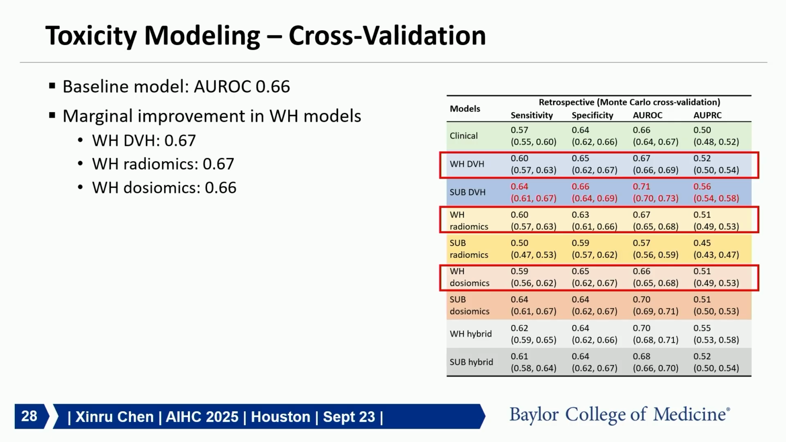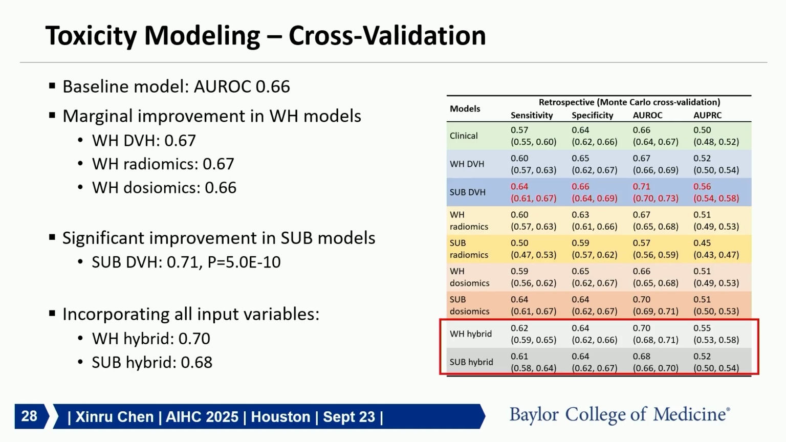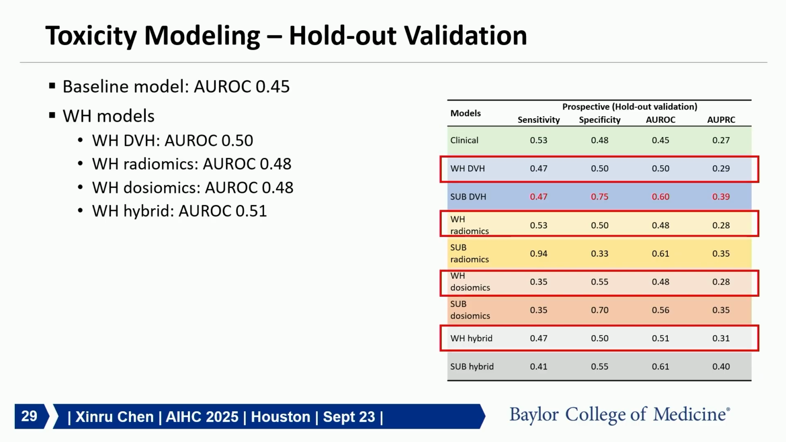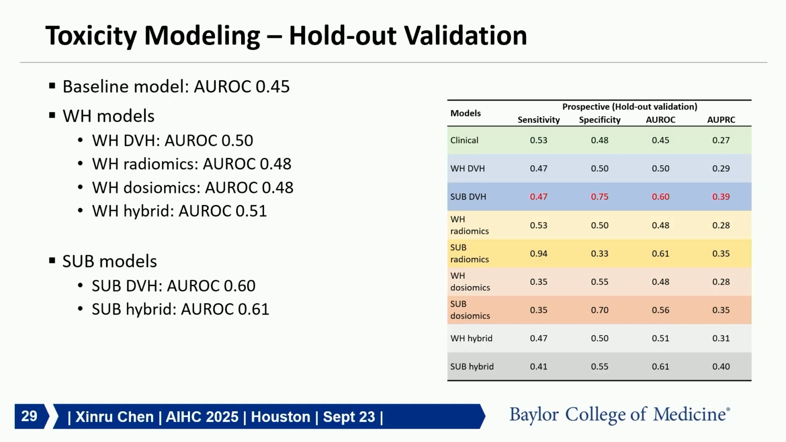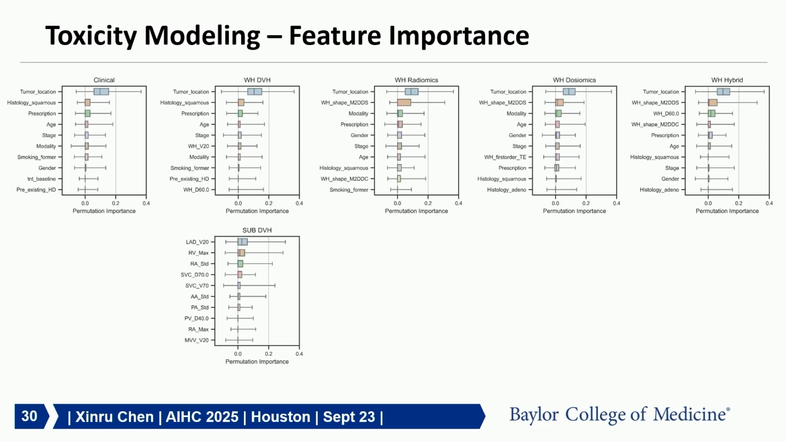In cross-validation, the baseline clinical model achieved an AUROC of 0.66. There was very marginal improvement in whole heart models, but significant improvement in the substructure models. The substructure DVH model achieved a 0.71 AUROC, and by combining all the input variables, the whole heart hybrid model could also achieve an AUROC of 0.7. However, in the holdout validation, the baseline model and whole heart models both failed with AUROC less than 0.51, and the substructure DVH model still achieved an AUROC of 0.6, which indicates that the whole heart models are less robust across different data sets.